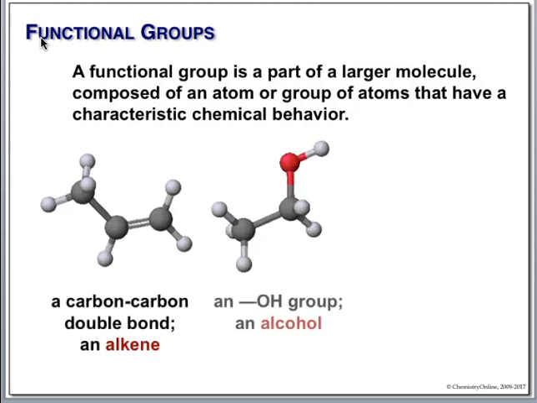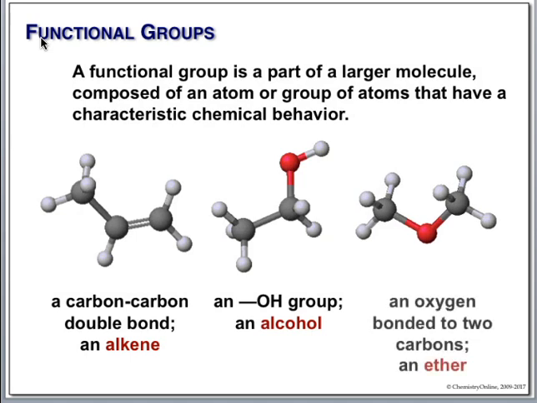This is an alkene. This is an alcohol, and this is an ether. An alcohol has an OH group attached to a carbon. Here we put the oxygen in between two carbons. Now, when I say functional group reactivity, there are so many different organic compounds, it would just be impossible to understand their chemistry if it wasn't for the fact that the functional groups all react essentially the same.